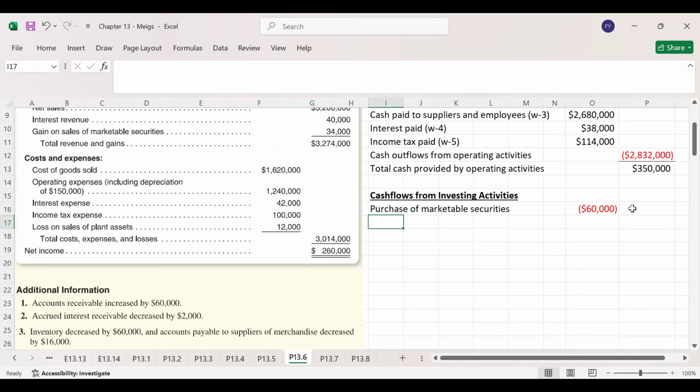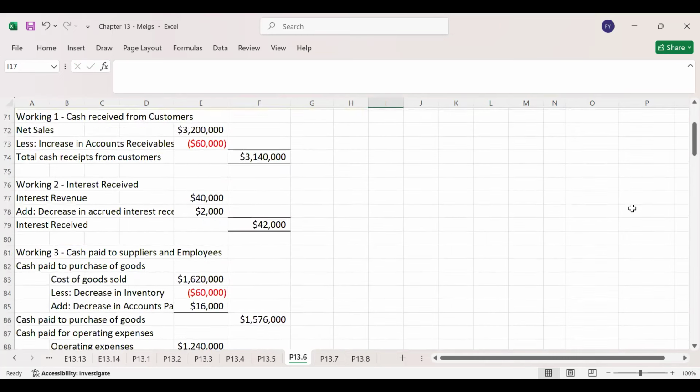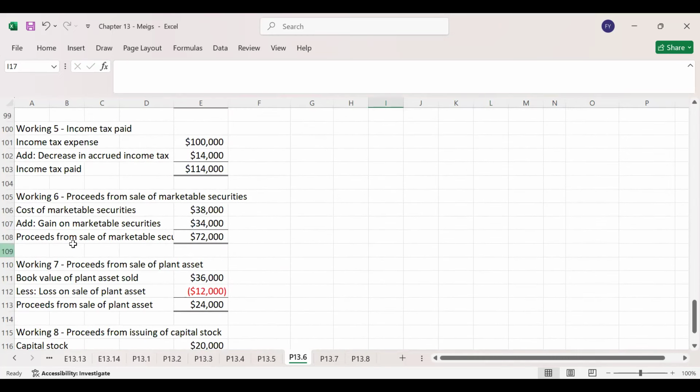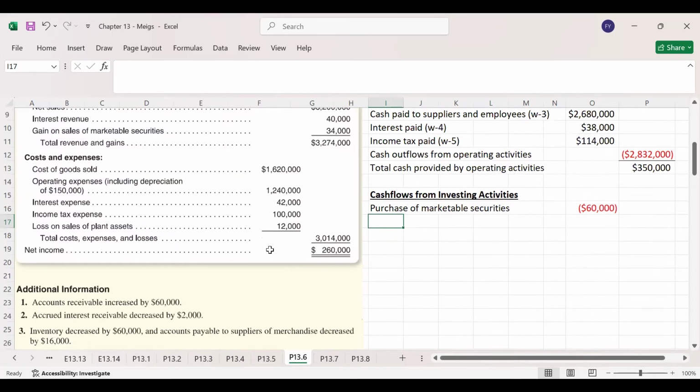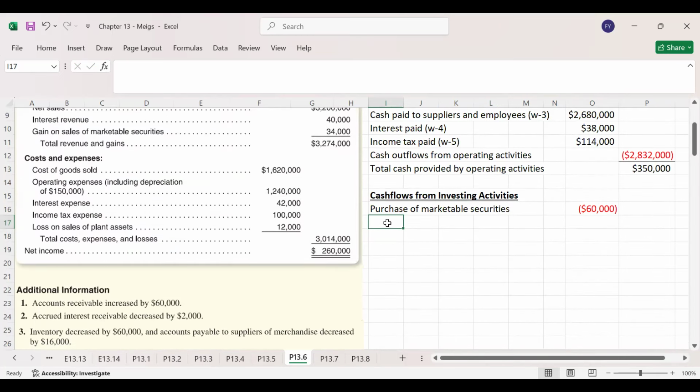The next adjustment, which we have already calculated related to marketable securities, you can see in working six. We have proceeds from sale of marketable securities, which is $72,000. So we have not only purchased but also sold marketable securities. Proceeds from sale of marketable securities is in working six, and those proceeds total $72,000.